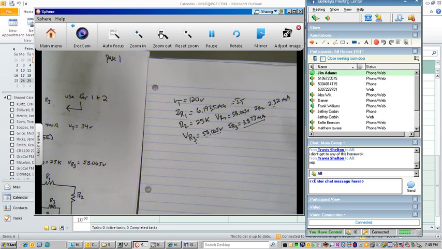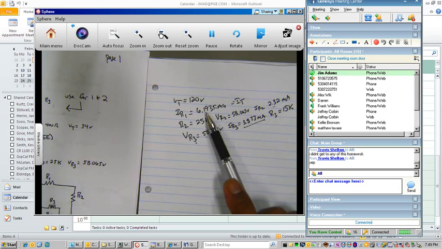Everybody see that? So that means if we know the voltage is 58 volts and the current is 3 milliamps, what is the value of R3? It would be the voltage divided by the current. Something like 15K. Yeah, 14.992K.